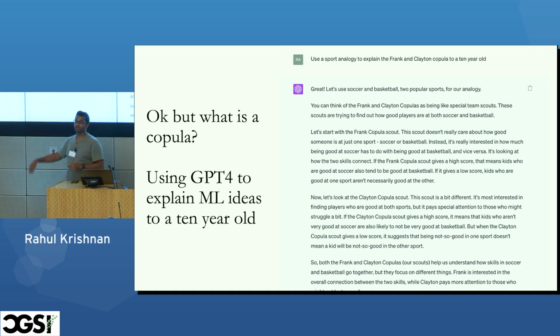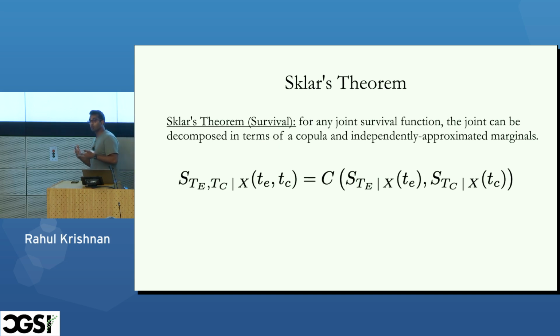And I won't read through the description of the Clayton copula, and you can check it out on the slides later, but the crux of what enables us to do this is a theorem called Sklar's theorem. And what Sklar's theorem says, and this is adapted to the survival analysis case, is that you can write down the survival function for these two random variables, the event and the censorship time, as a function of this copula.